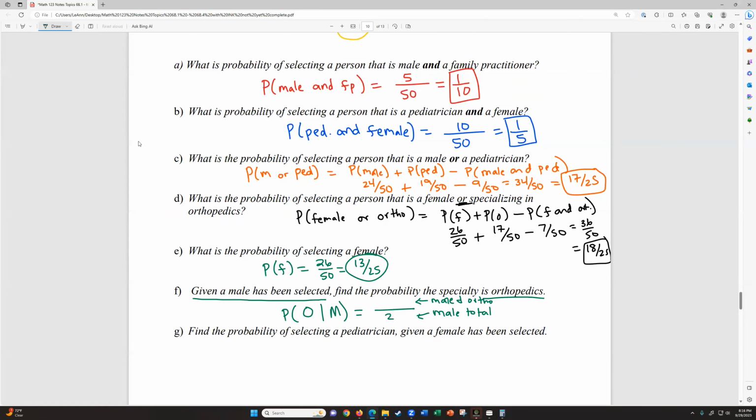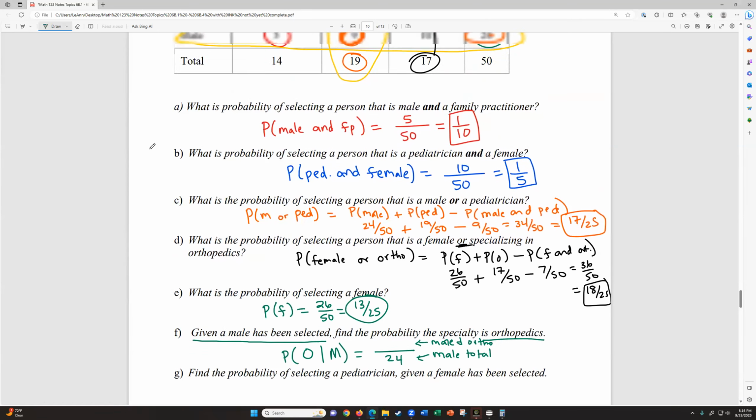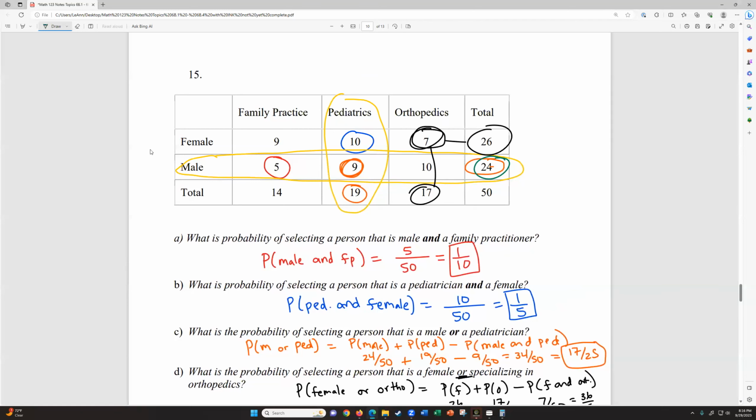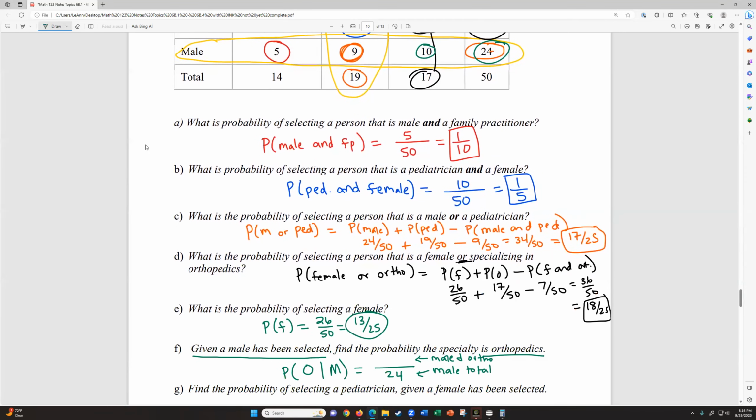So that would be 24. And then since male is the row, we look in the row and say, out of all of the males, how many were orthos? It was 10. So 10 out of 24, which we can reduce by 2. That would be 5/12.